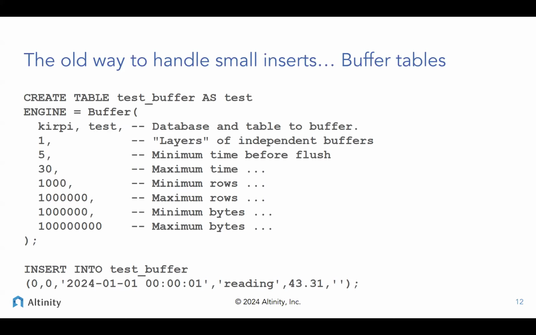So these basically give the parameters for when to flush, and then when you do the insert into test_buffer, which should say values, by the way, these were actually real examples, but somehow didn't get copy pasted in right.